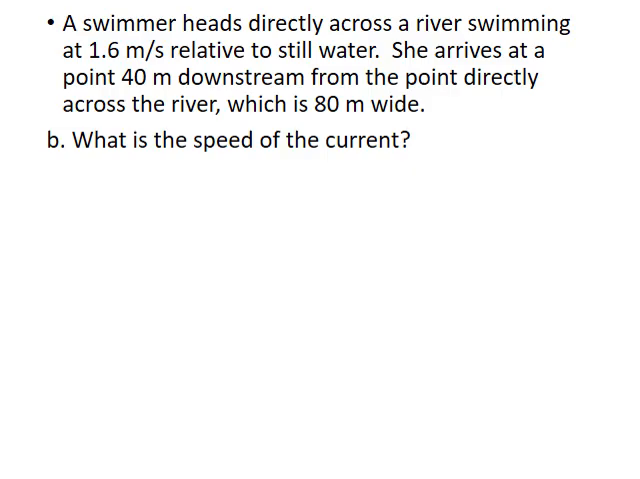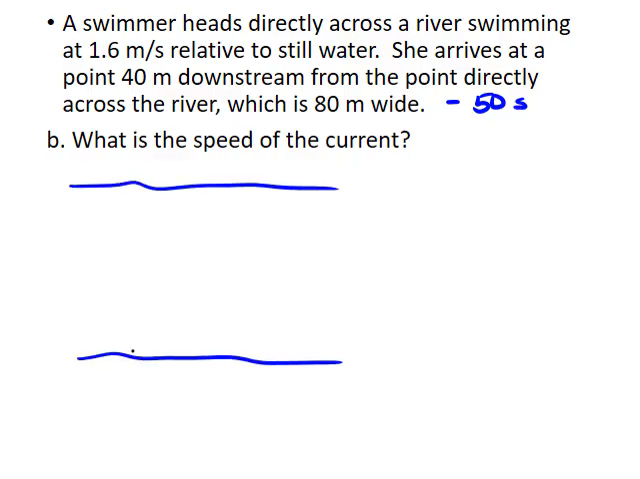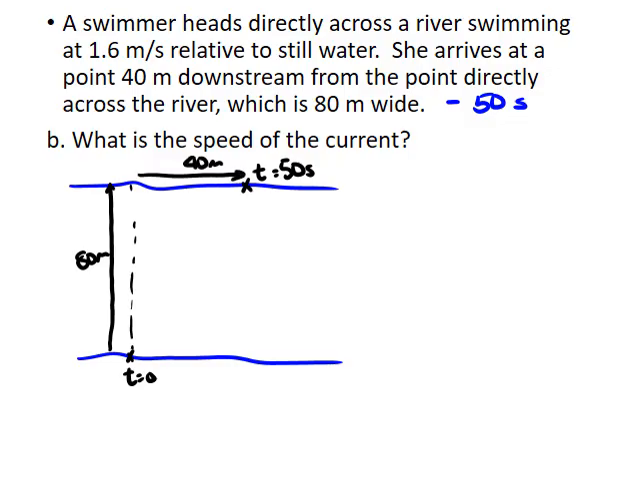Now in this part, we know that it takes 50 seconds. We have the river. Let's draw it again. We know that at time t equals 0, it's here. At t equals 50 seconds from the last part, it's somewhere down here. And so this is 80 meters, this is 40 meters. And you're trying to find the speed of the current, the velocity in the x direction.